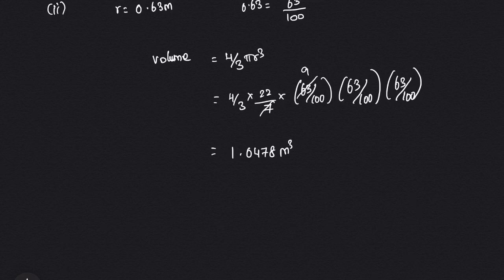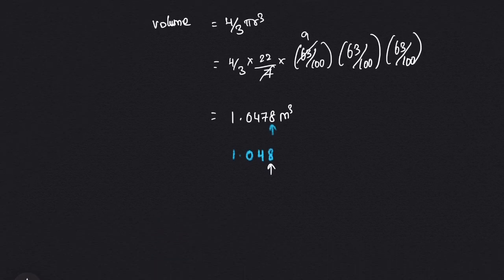But normally in the question, two digits after the point is enough. So just round off. Compare: this digit is greater than 5, so round off 1.048. Now compare again, this is greater than 5, so just cancel and increase the previous number by one. So 1.05. The unit is meter cube. So this is the volume of sphere.